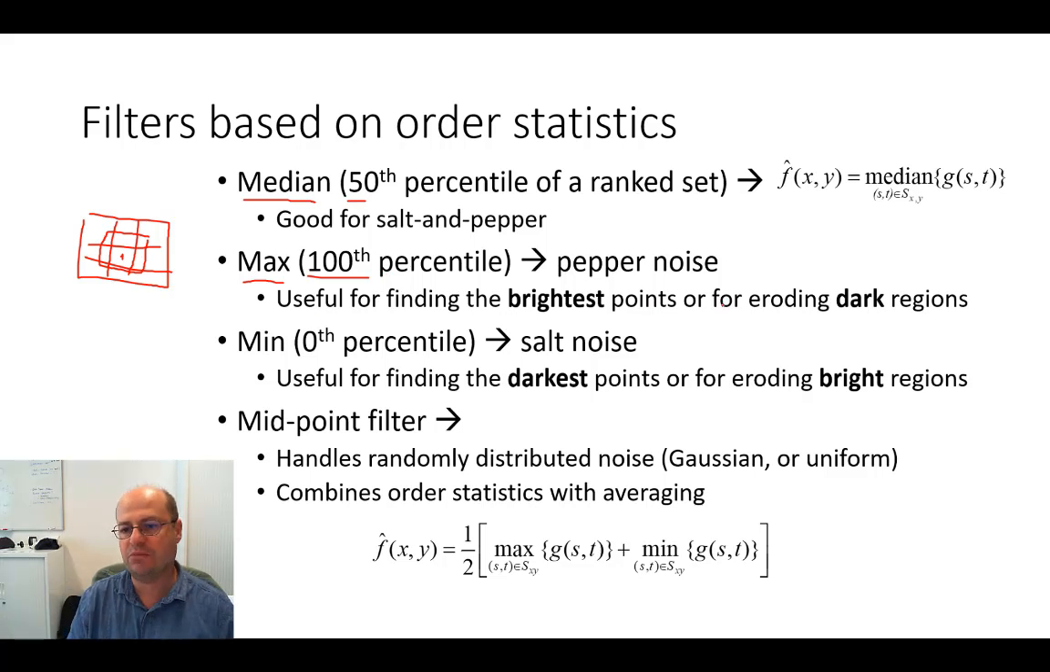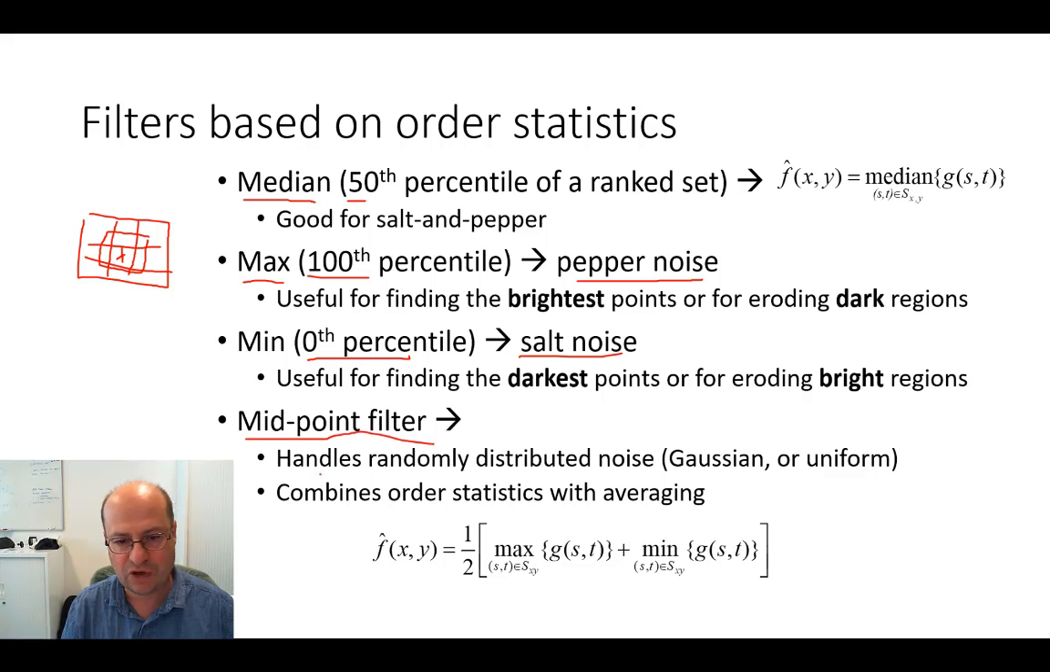It's useful for finding the brightest points or for eroding dark regions. Good for pepper noise. In the same way, if you get the minimum value, you substitute the mid pixel by the minimum value, or the 0th percentile. It's good for salt noise and useful for finding the darkest points or for eroding bright regions.